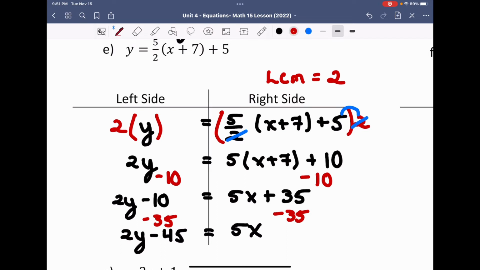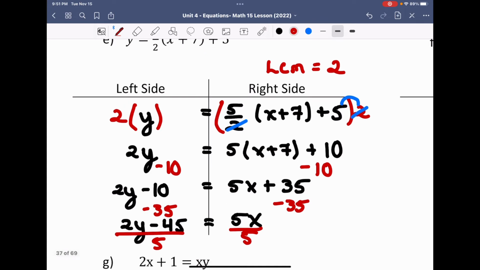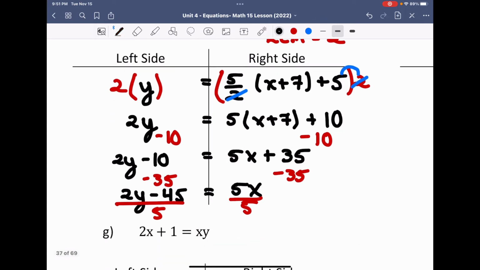I have one last step. It's to divide by the term being multiplied to x. And therefore, my final solution is 2y minus 45 all over 5 is equal to x. There's my final solution.